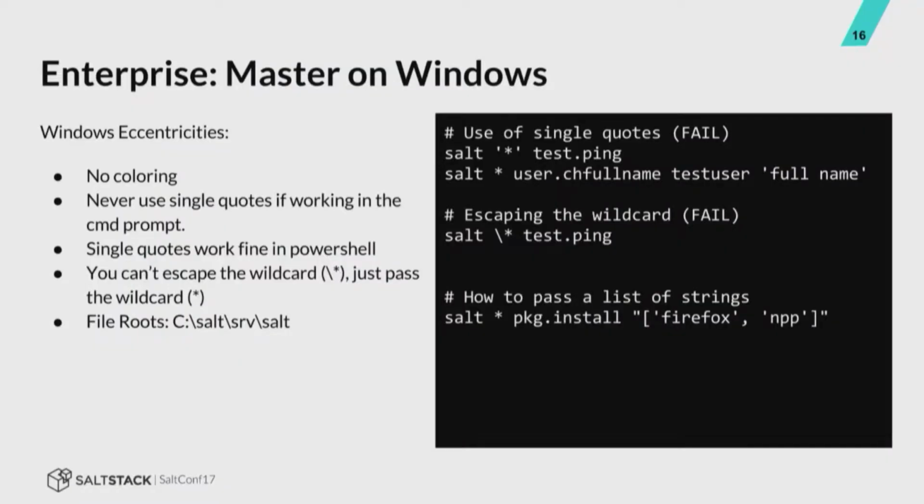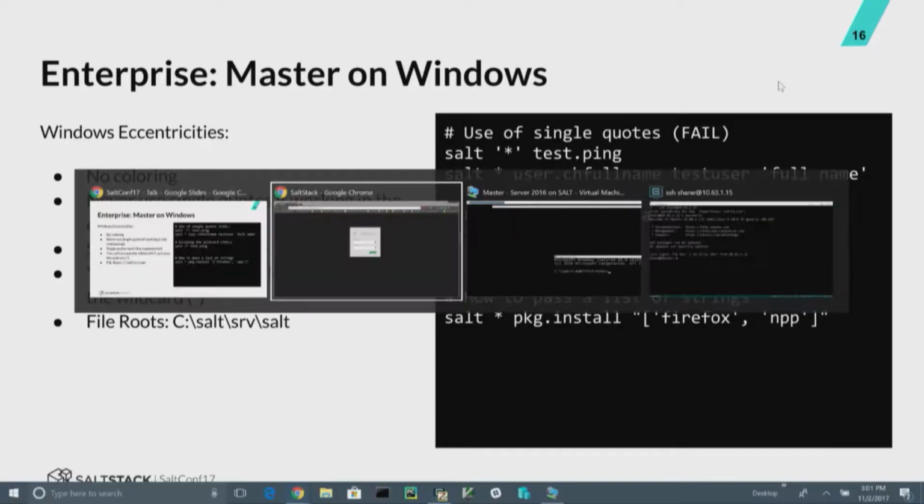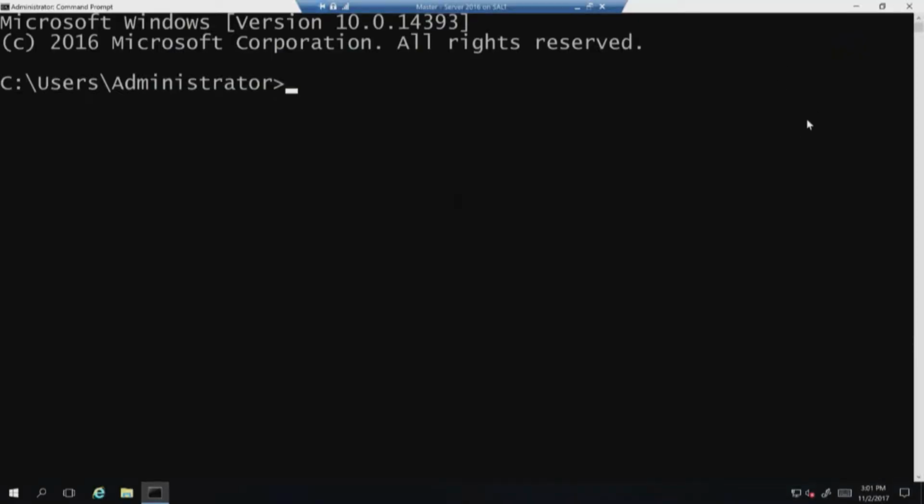All right. So now we're just going to demo a little bit. This is a master on Windows, just to show you that it works. It's proof. This is a 2016 server, and I have the master installed on it, and I have a local host minion on it. It's also connected to a 2012 R2 minion. So I've got two minions and a master here.